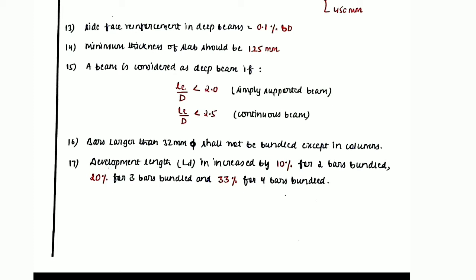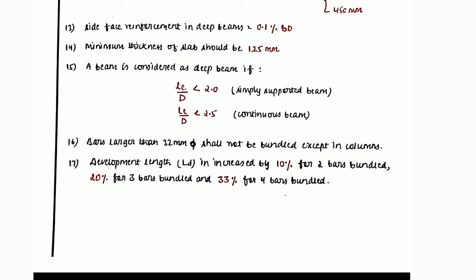Now, how will you categorize a beam as a deep beam or a non-deep beam? This is also illustrated in IS 456 clearly. So if the LE by D ratio is less than 2 in case of simply supported beam, then that beam is called a deep beam. And if there is a continuous supporting condition, then in that particular case, if LE by D ratio is less than 2.5, then that particular beam is called a deep beam. And in deep beam, you will have to provide side face reinforcement equal to 0.1% of the total area of the beam. Now there is a recommendation for column as well.